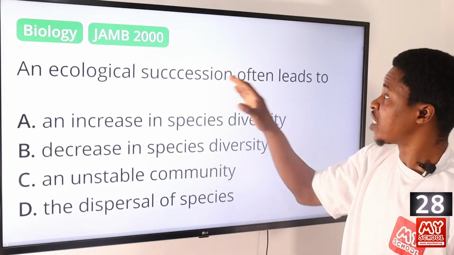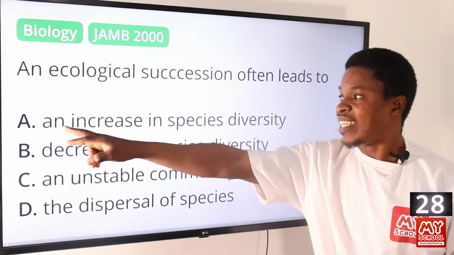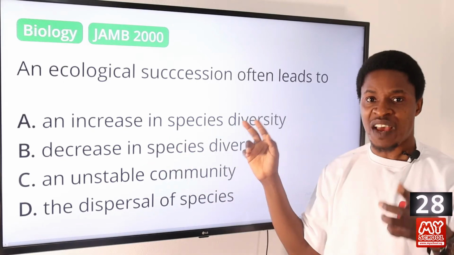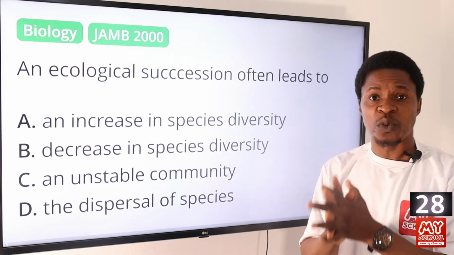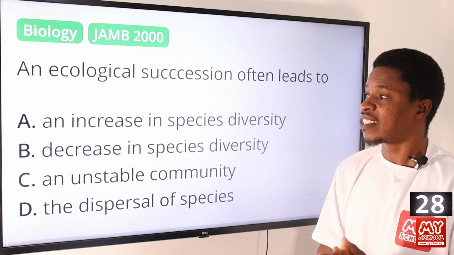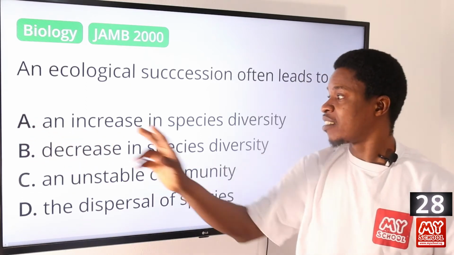So an ecological succession often leads to an increase in species diversity because of the new environment that has been created because of the disaster that took place in that environment. So the correct answer is option A, an increase in species diversity.